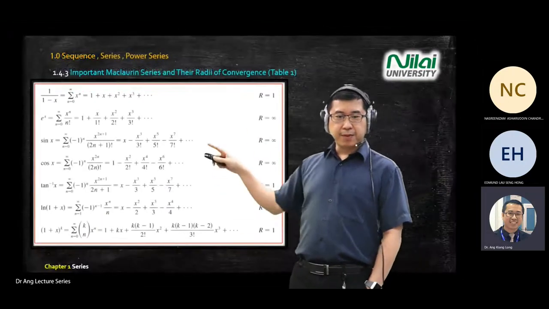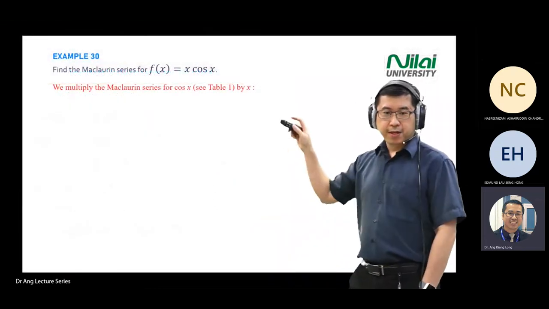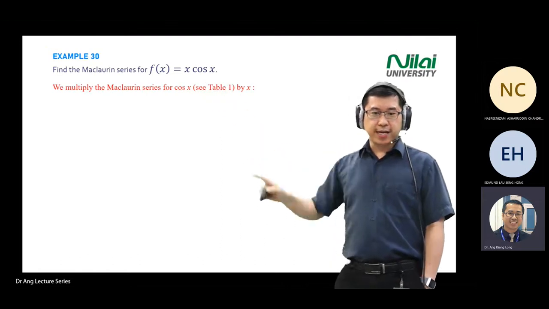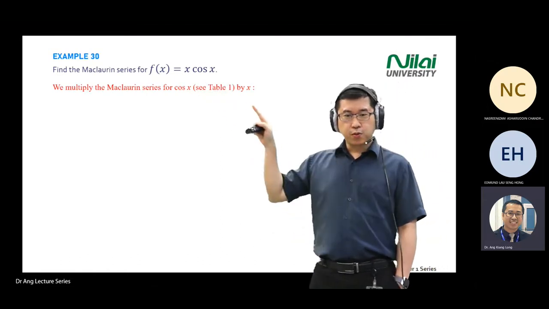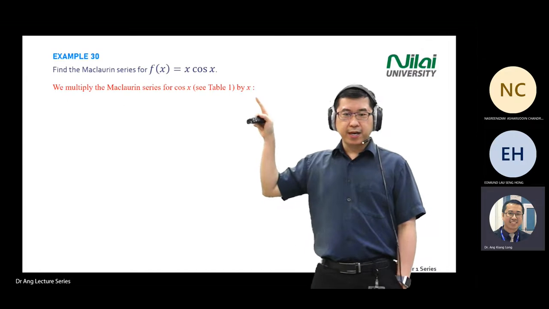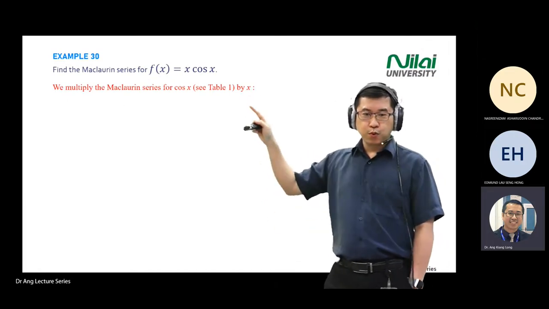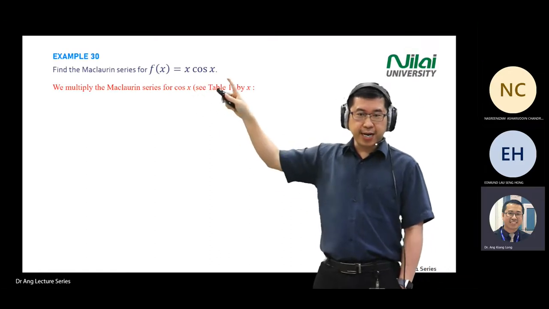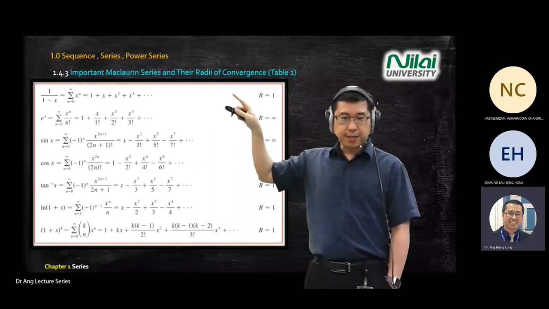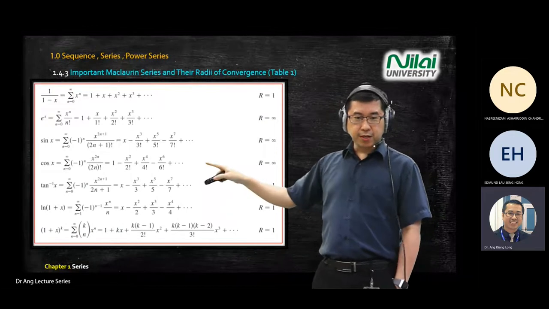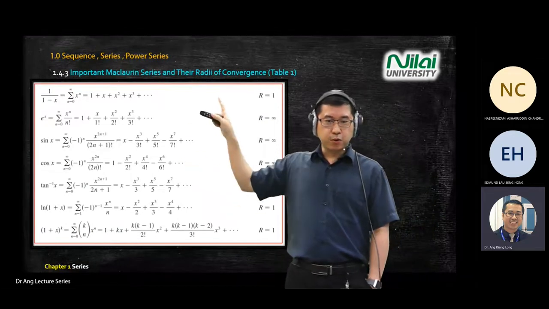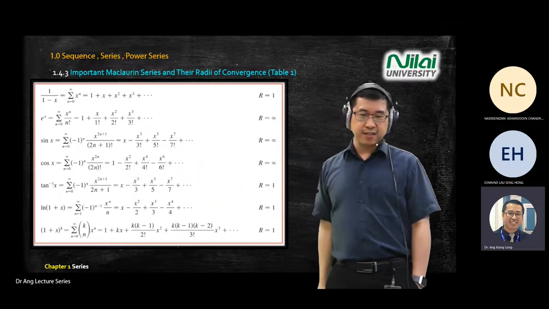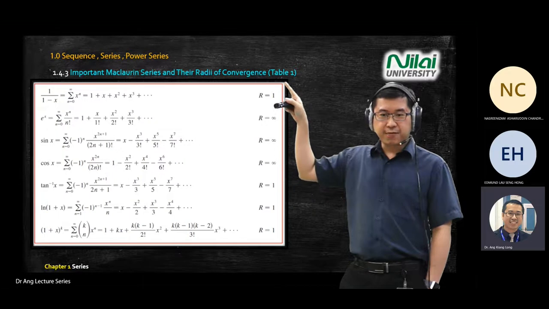How we apply this table? I'll give you one example. Find Maclaurin series for function f(x) equal to x cos x. So, by using table one, how you find this? This one is x times cos x, right? In this table, you see the cos x, right? So go to table one, copy the whole set in your answer, you get one mark. Again, table one is a lifesaver.